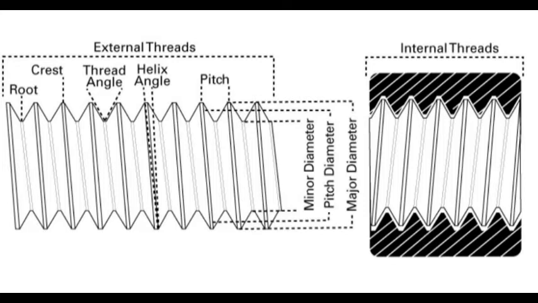Now the next element is effective diameter or pitch diameter. It is the diameter of an imaginary coaxial cylinder which intersects the flanks of the threads such that the widths of the threads and widths of the spaces between the threads are equal, each being half the pitch. Okay, so this is about the pitch diameter or effective diameter.